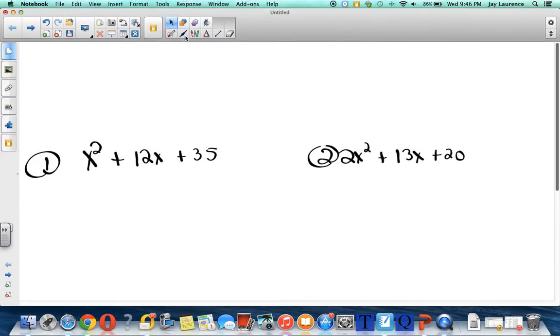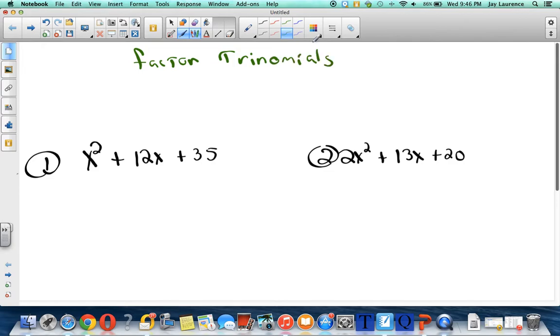Hello, algebra students. Mr. Lawrence here, and we are going to be learning to factor trinomials. Now, I used to teach that there's many different types of trinomials, and there's many different ways to factor them. So some of the people that have had me in the past, or your parents who are pretty good at math, are going to find the way I'm teaching this now very strange.